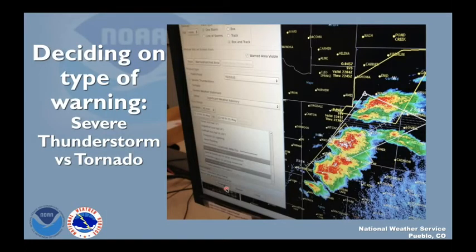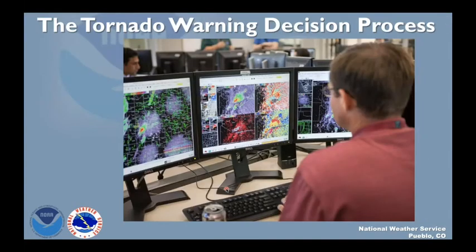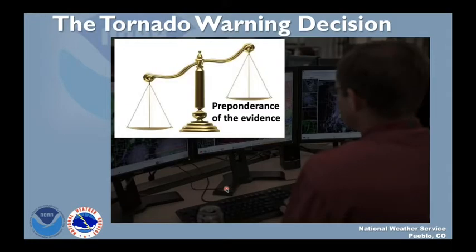So we need to decide what kind of warning we're going to put out, either a severe thunderstorm or a tornado. Again, like we mentioned, we look at radar, and that helps us determine if there's going to be a tornado or not. We just look at all of the evidence that we can. It's like we're judges. It's very powerful. But we look at all of the evidence and then determine what we're going to do.